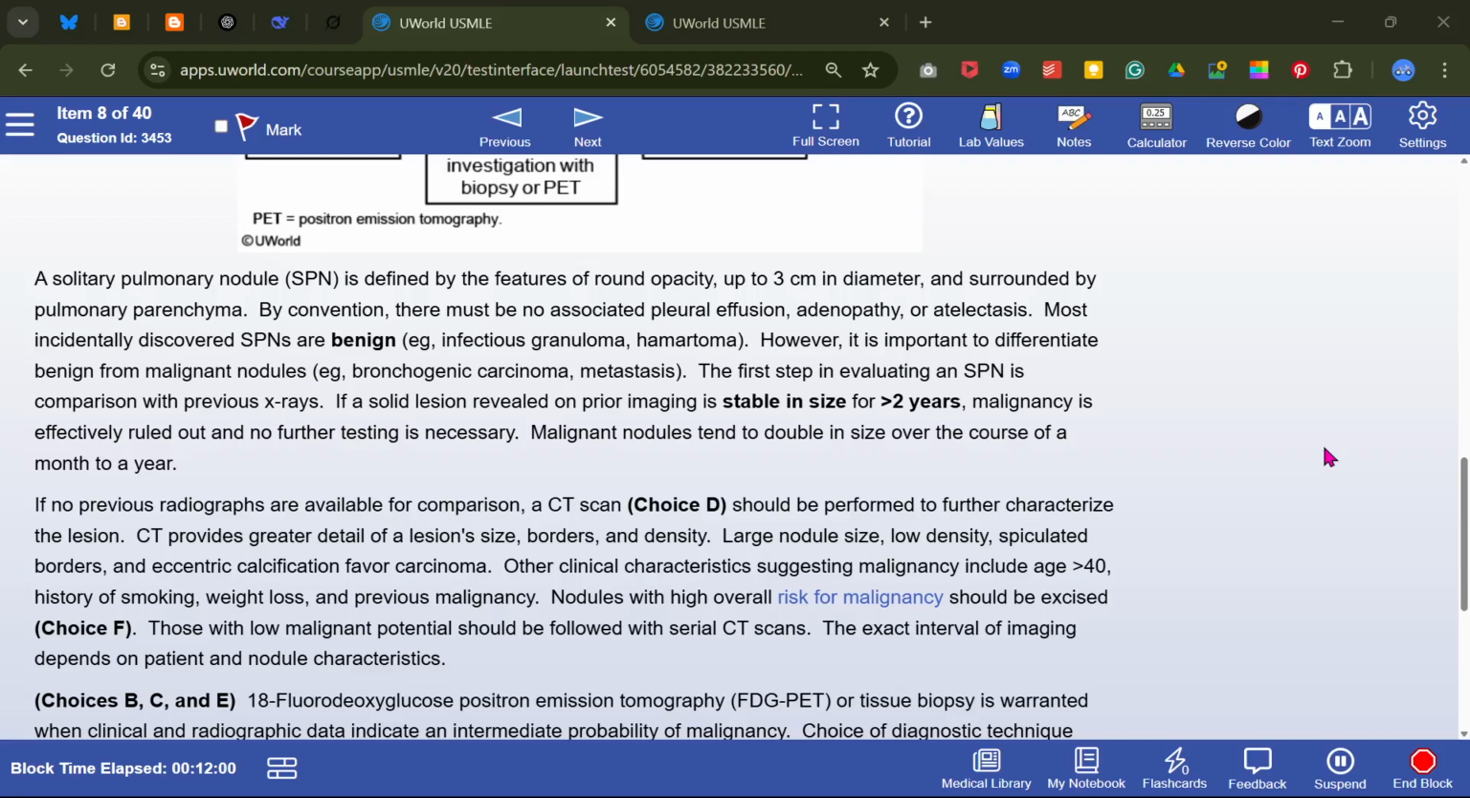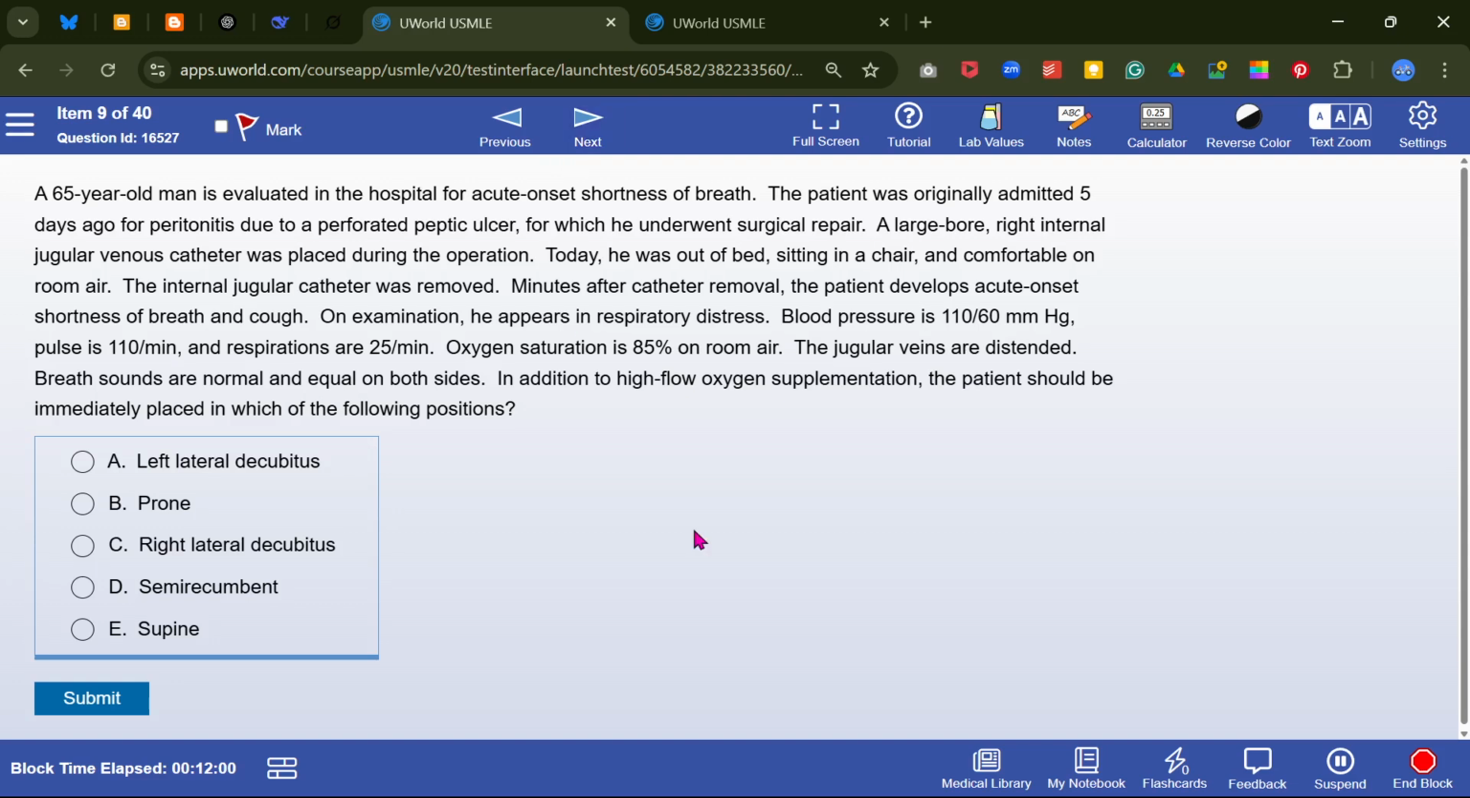Nodules with high overall risk for malignancy should be excised. Those with low malignant potential should be followed with serial CT scans. The exact interval of imaging depends on patient and nodule characteristics. Okay, next.